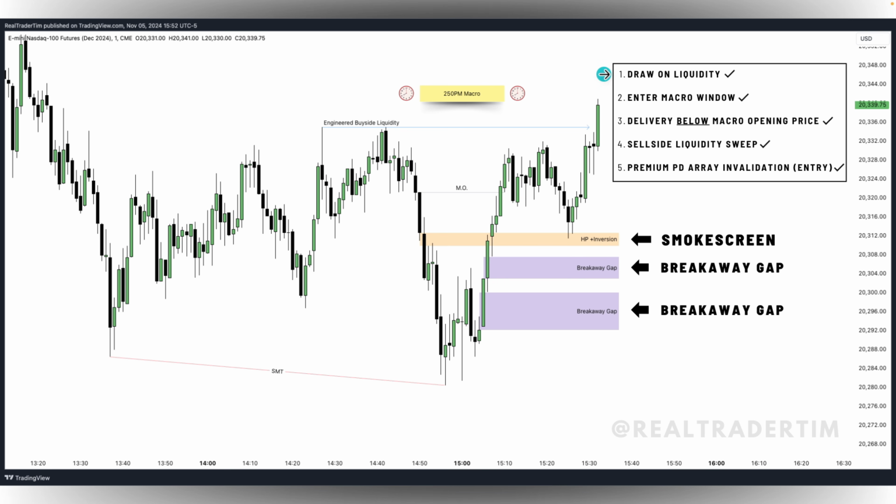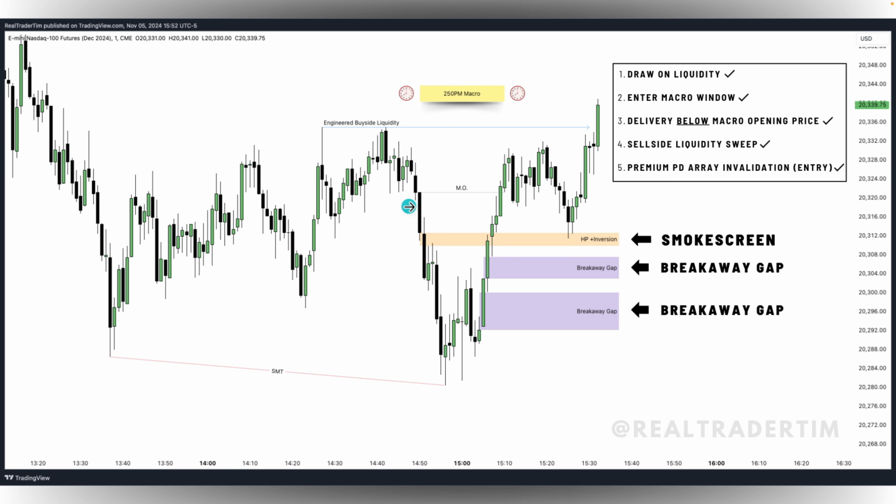Number 1, our checklist. Do we have a clear draw on liquidity? Yes, we do. We have equal highs here, which is, of course, a common target and a strong draw on liquidity for price to want to gravitate towards. After we've established this clear draw on liquidity, we are waiting to enter a macro window. You can see for this example, we are operating within the 2:50 p.m. macro window, which of course is 2:50 to 3:10 p.m. Eastern time. And we're looking for the same criteria to be met for us to enter a trade.